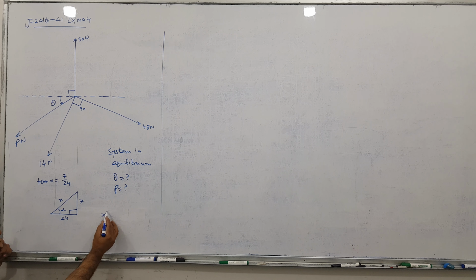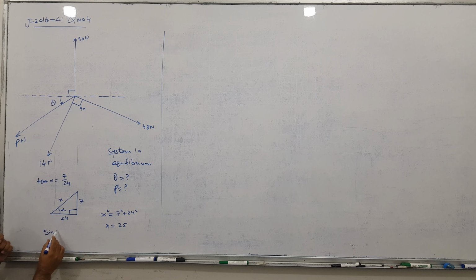So apply Pythagoras theorem: x square equals 7 square plus 24 square. If you take a root, it becomes 25. So this is 25. Then what is sine alpha? Sine alpha is opposite by hypotenuse, so 7 by 25. And what is cos alpha? Adjacent by hypotenuse, so 24 over 25. So I will use these values now.